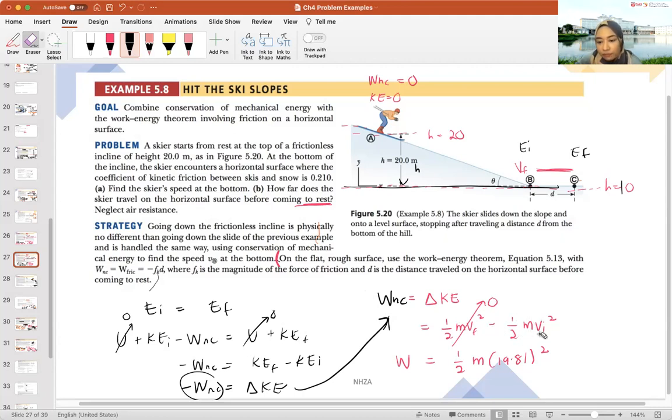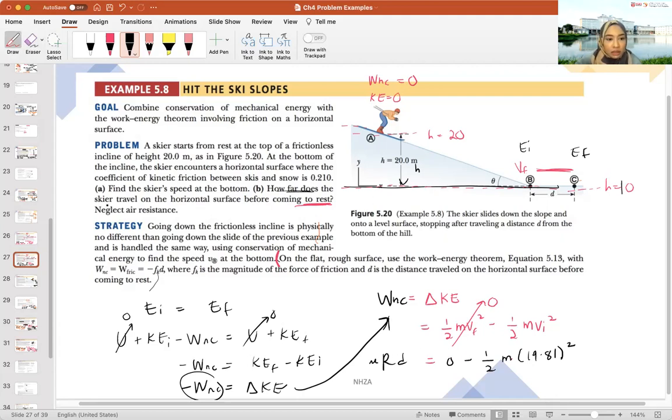So WNC is delta KE, you would get this as 0 minus 1/2 mv initial squared. So this would be 0 minus something. 0 minus 1 over 2 m 19.81 squared. So our W is now WNC, which is force times distance. In this case, the only force acting here, ataupun the non-conservative force here, is friction. So friction is mu R. Okay, we still can't solve it.